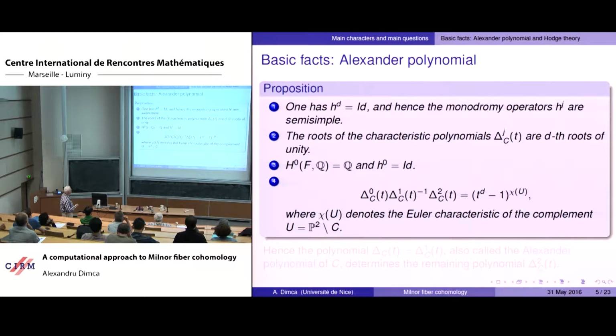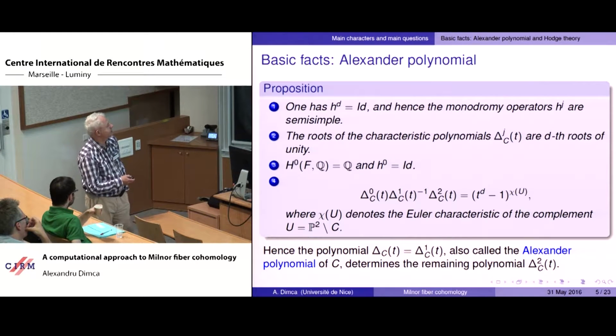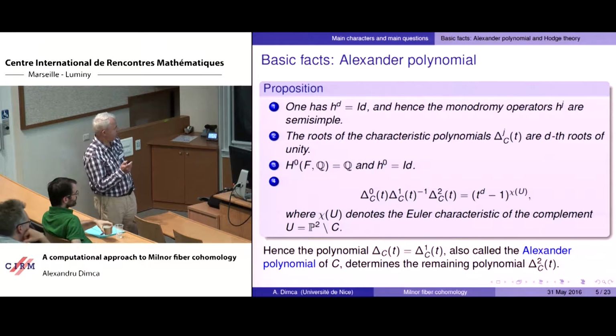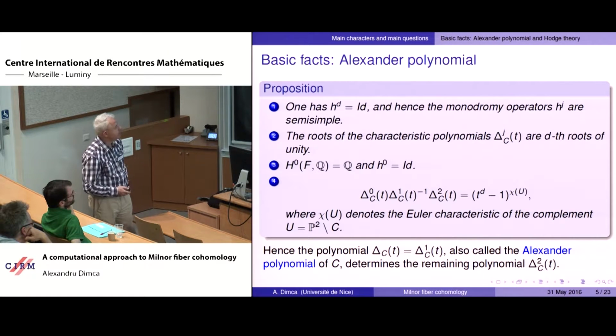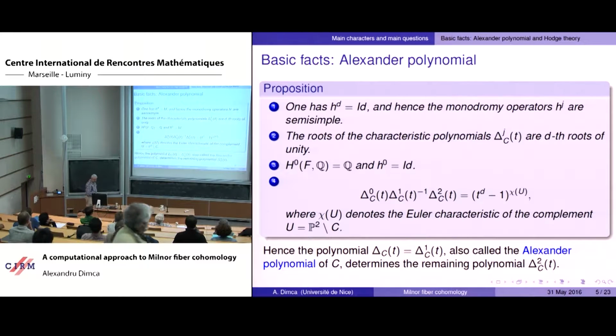And so essentially, if we want to compute everything, it's enough to compute this polynomial, which is called the Alexander polynomial of the curve. And why do we pick delta 1 and not delta 2? Because delta 1 is much smaller in degree than delta 2. So this is why we choose this to be called the Alexander polynomial.